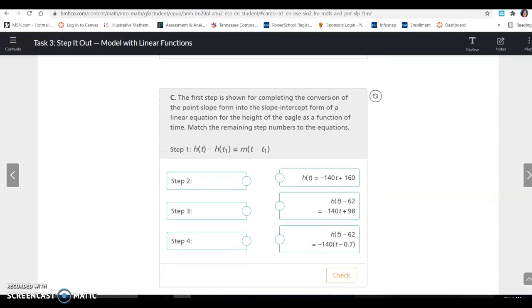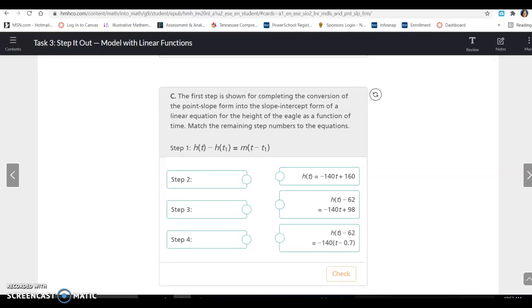All right, it says the first step is shown for completing the conversion of point-slope form into slope-intercept form. All right, match the remaining step numbers to the equations. All right, so this is our y minus y1 equals m times x minus x1. So in this case, we're using time.